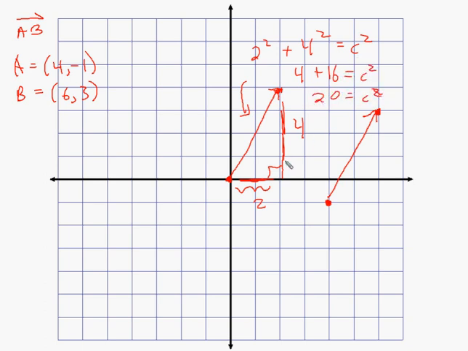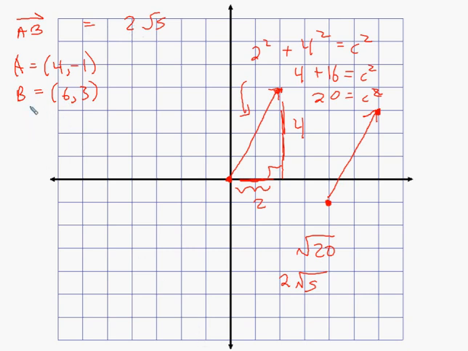And then what do I do? What's the square root of 20? Well, 2 root 5. So this is 2 root 5. So what's the magnitude? What's this length? Okay, its magnitude is 2 root 5 by Pythagorean's theorem.